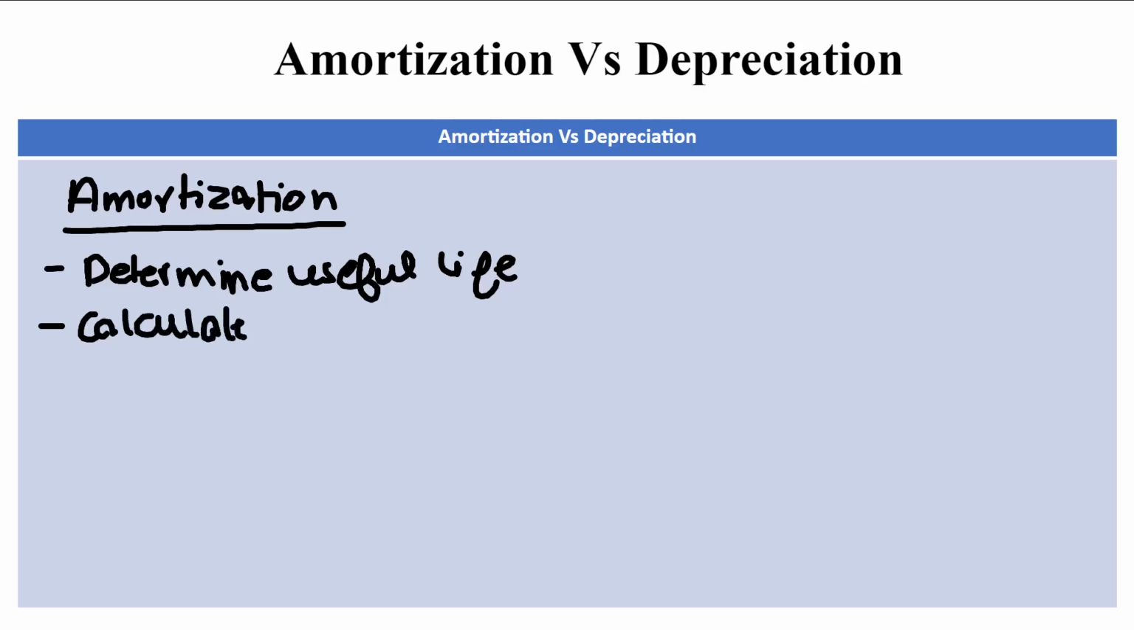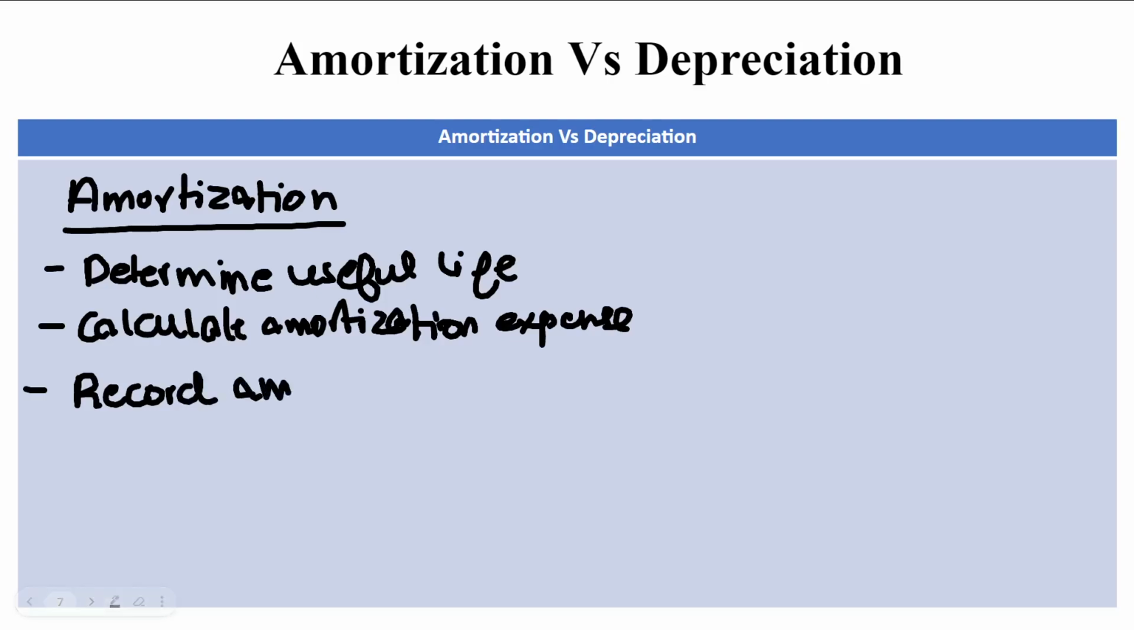So the cost of the intangible asset is divided by its useful life to determine the annual amortization expense. Then you'll have to record amortization expense. So these are the three steps. The last one basically means that the amortization expense is recorded as an expense on the income statement and reduces the asset's value on the balance sheet.